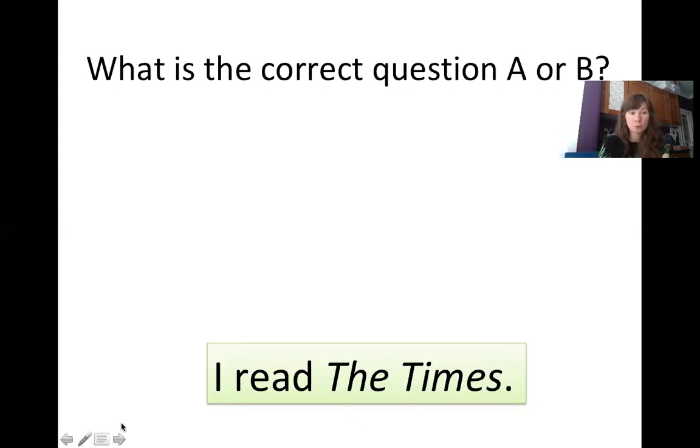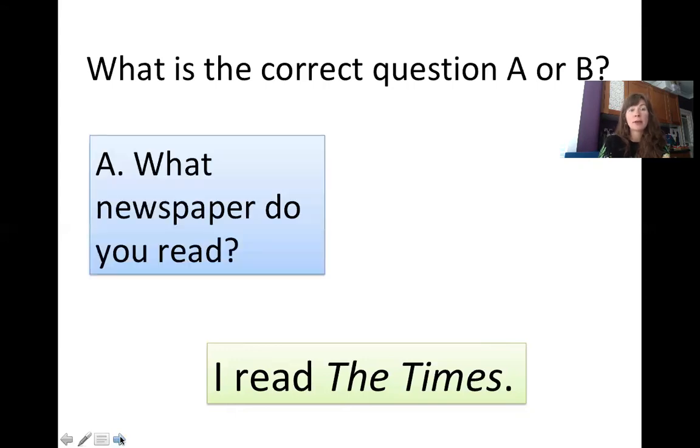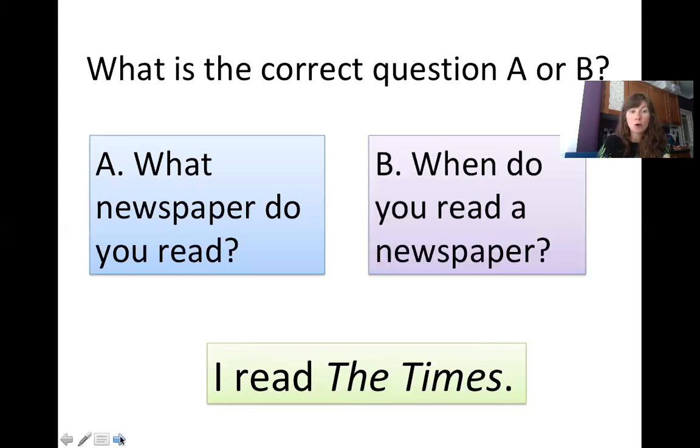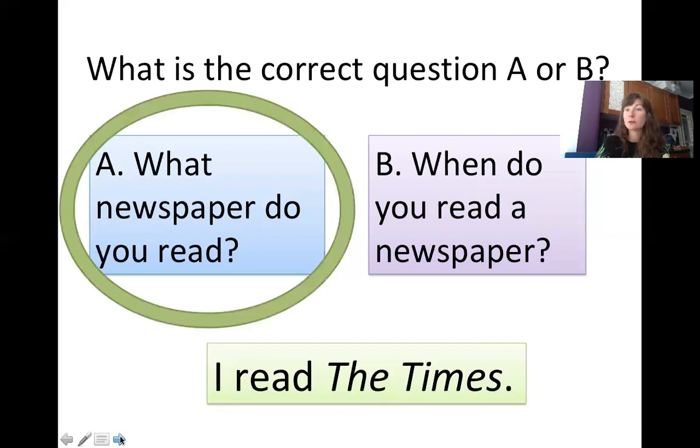Okay, so is it question A, what newspaper do you read? Or question B, when do you read a newspaper? Okay, think about it. And the answer is A. What newspaper do you read? I read the Times.